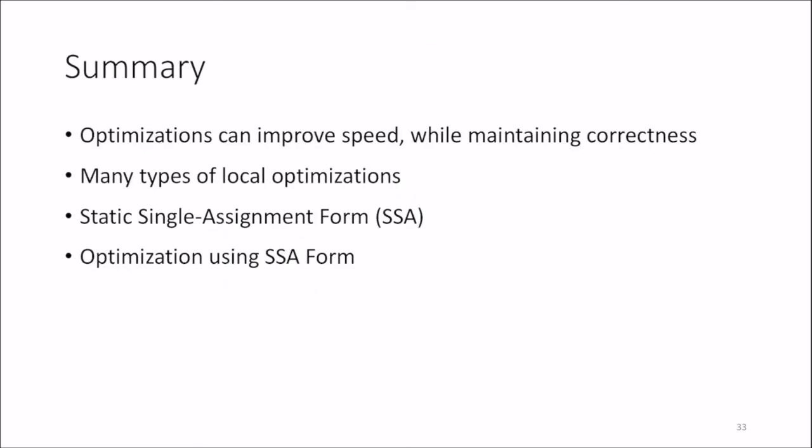So in summary, optimizations can improve speed and maintain correctness, and maintaining correctness is quite important. There are many types of local optimizations that we studied. We looked at static single assignment form and how we can do optimization using static single assignment form and how powerful that was in terms of code optimization.